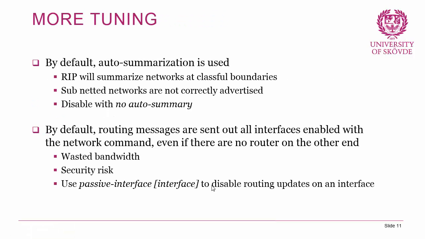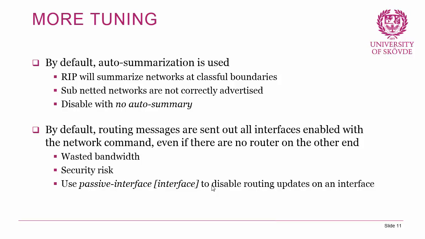And what we're going to do then is something that is called no auto-summary. So the default behavior is that auto-summarization is used. And that means that RIP will summarize networks at classful boundaries. And that means that subnetted networks that don't follow the classful A, B, C boundaries are not correctly advertised. And we can fix this by disabling auto-summary with a no auto-summary command. Remember, though, that RIP version 2 does have support for subnetted networks. So this only works for RIP version 2, whereas RIP version 1 does not have support for subnetted networks. So doing no auto-summary would have no effect.